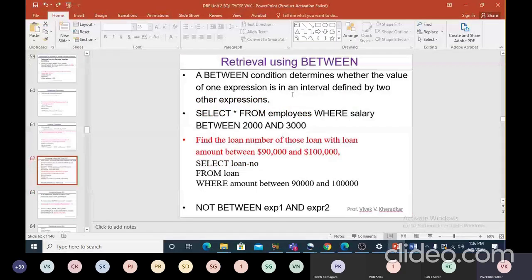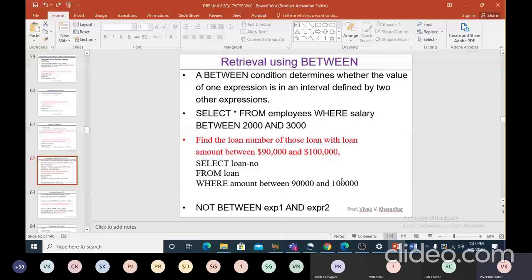The between is used in the where clause. The syntax is where attribute between first value and second value. Okay, so instead of using greater than, less than, you can use between. Same query: find the loan number of those loans with loan amount between 90,000 and 1 lakh. So you can use between to solve this query. The answer: select loan number from loan where amount between 90,000 and 1 lakh.